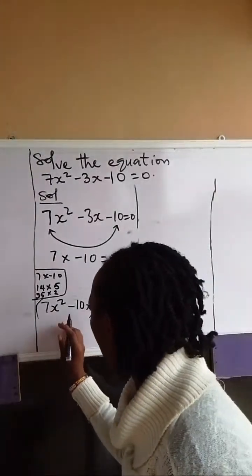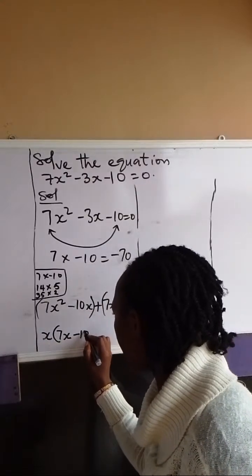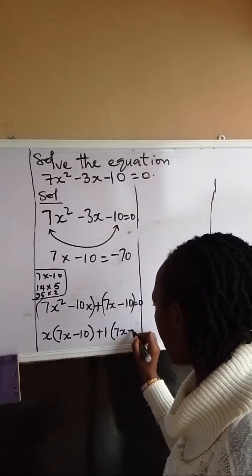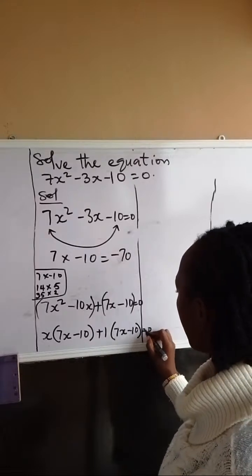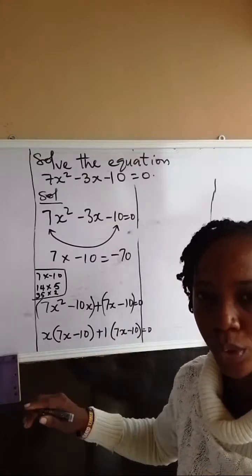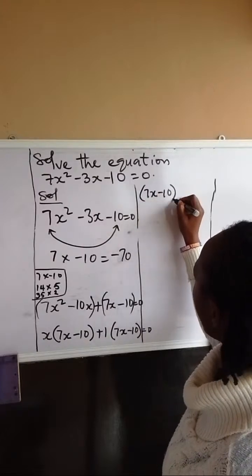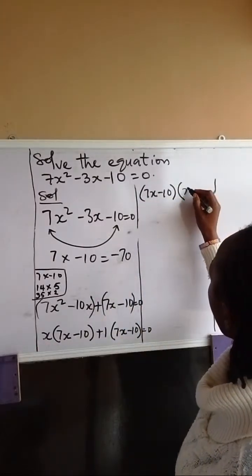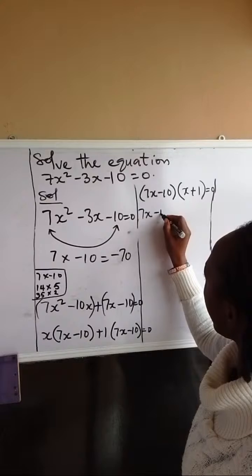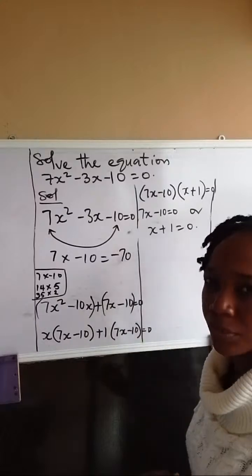All right, so what's common here is x, and then we have 7x minus 10. Then we move here again. What's common here is just 1, so we have 7x minus 10 equals 0. Now the two brackets are the same, so we just pick the one that is common: 7x minus 10. What is outside is x plus 1 equals 0. So 7x minus 10 equals 0, or x plus 1 equals 0.